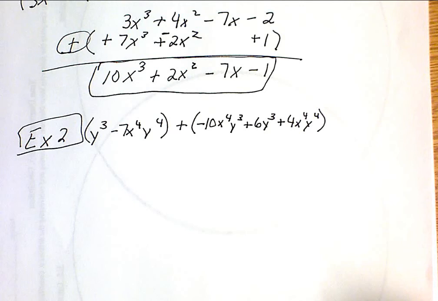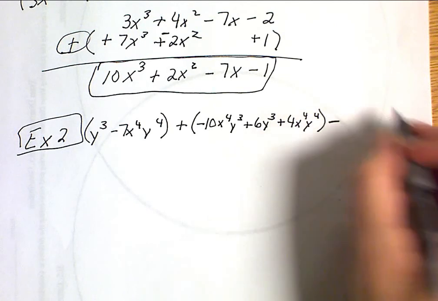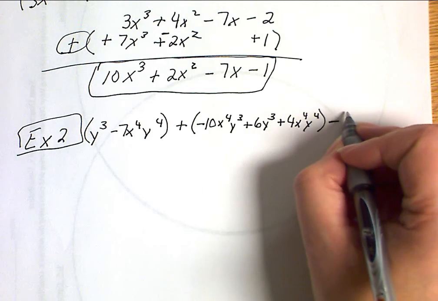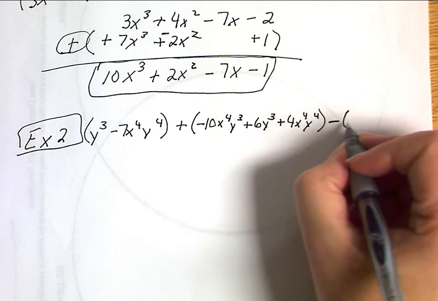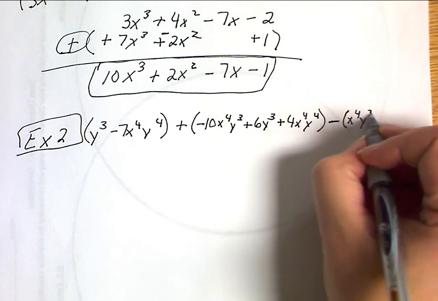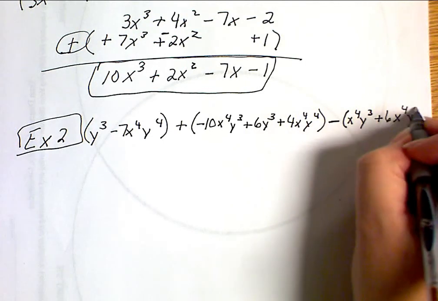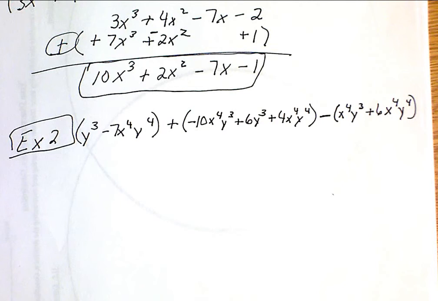And we have the last one, minus the polynomial. This is our only last example, so you're going to be okay. Minus the polynomial x to the 4th y cubed plus 6x to the 4th y to the 4th. All right, so write that down. The reason is we have to make sure we understand what like terms are and things like that. I think this will get us there. Hope so.